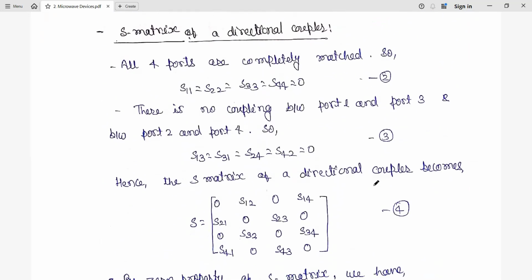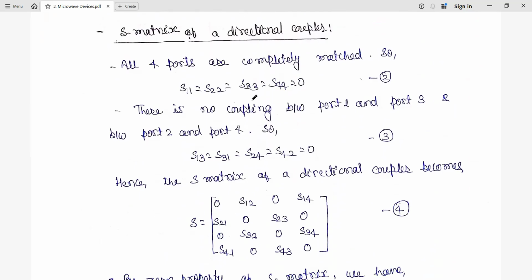Now we'll try to derive the S matrix, or scattering matrix, of the directional couplers. If they're asking only to explain the directional couplers, then that part is enough. But if they're asking more about the S matrix, to derive the expression of the S matrix as well, then we have to continue this portion also.